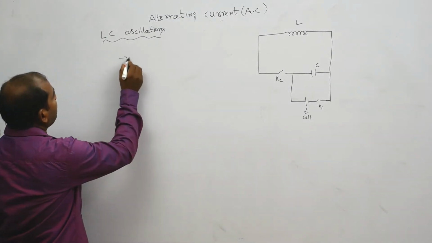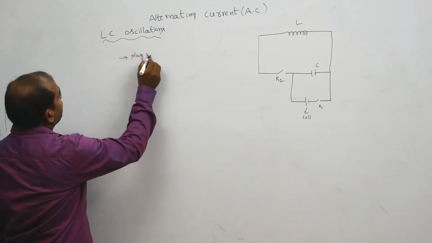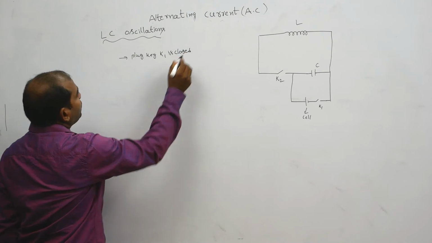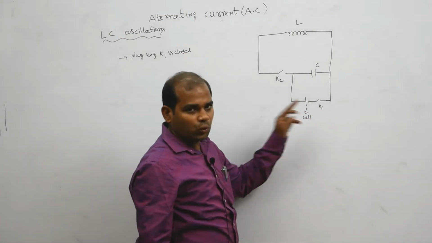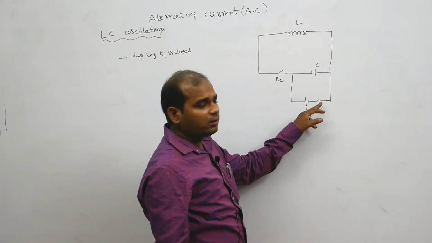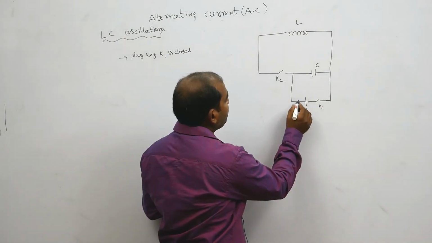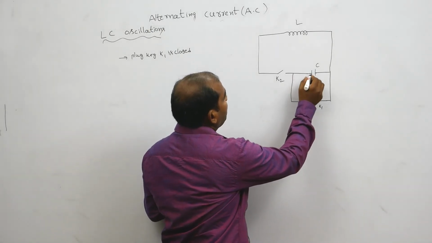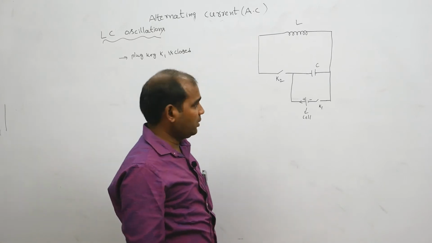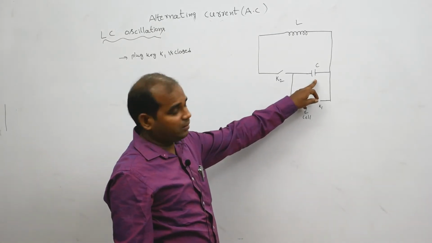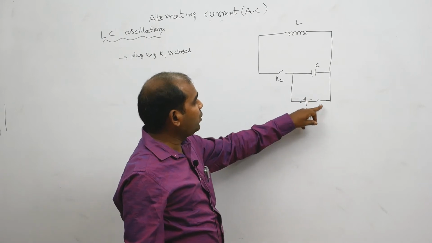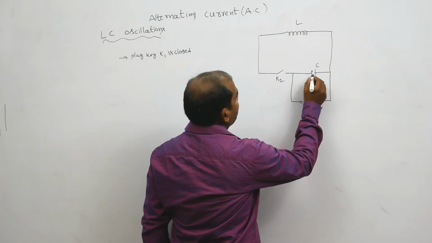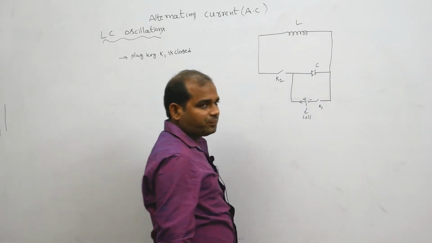When the plug key K1 gets closed, what will happen? The circuit gets on, and the current starts to flow from the positive plate. This is the positive plate, this is the negative plate. The current flows in this direction. The capacitor plates get charged. Now this is an uncharged capacitor. When the plug key is closed, the current flows and the capacitor gets charged. Now it becomes a positive plate, and this becomes a negative plate.